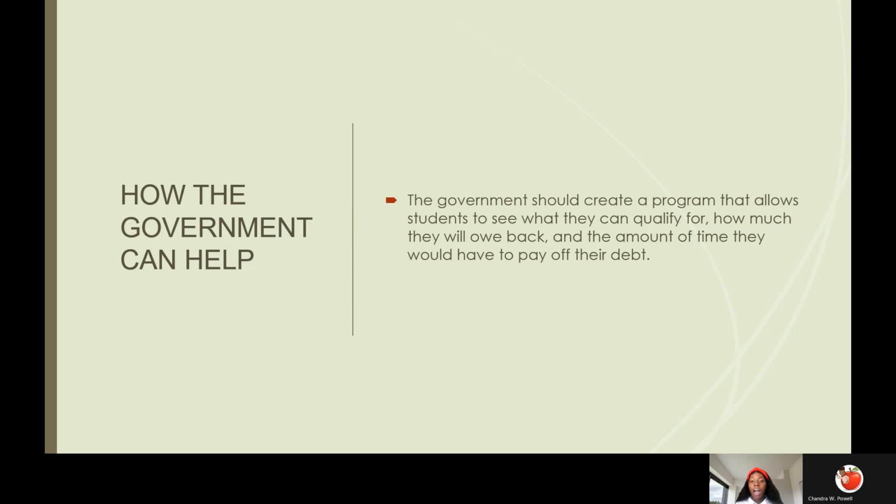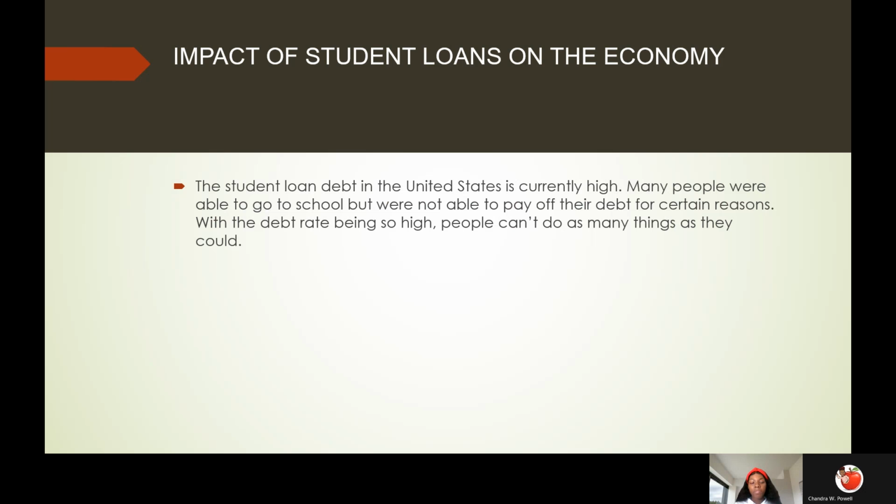How the government can help. I basically feel like the government should create a program that sees how much a child qualifies for, the money they'll owe back, and the time they have to pay off their debts so that they don't have a high interest rate.